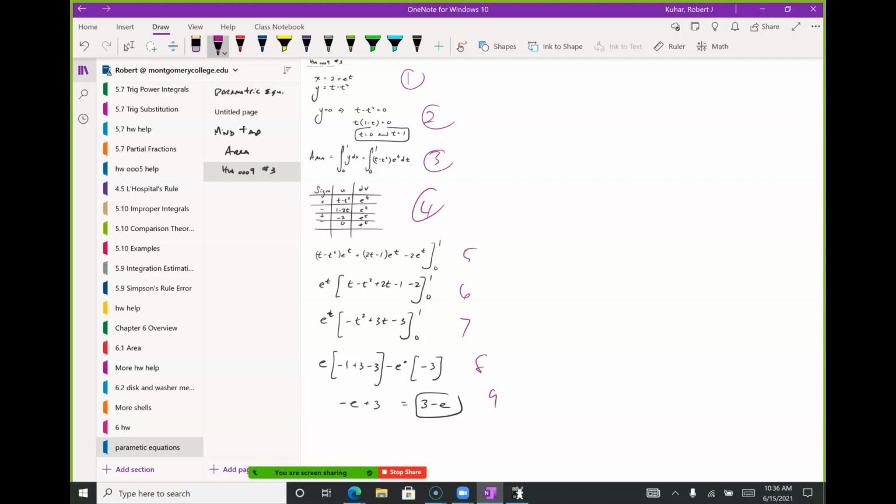Where are you at there? Oh, so did you plug the 1 into the e at the beginning? Yeah, exactly. I plugged 1 in here, here, here, and here to get this piece. Right, okay. And then you plug in 0 to get this piece. And then you subtract the 2 pieces. Alright, got it. Yep.